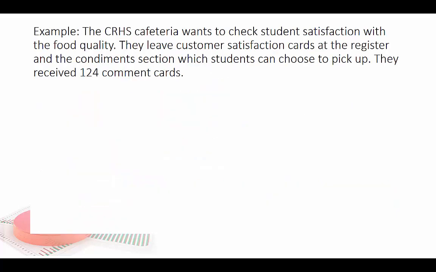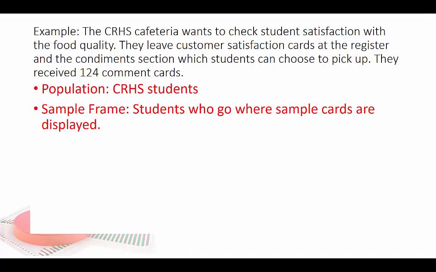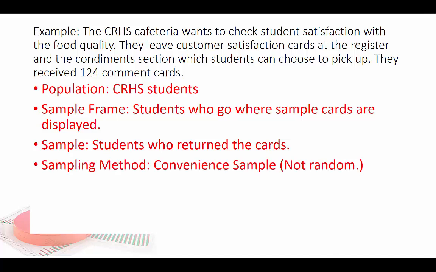The Cedar Ridge cafeteria wants to check student satisfaction with food quality. So they leave customer satisfaction cards at the register and the condiments section, which students can choose to pick up and turn in, and they receive 124 comment cards. Well, your population is Cedar Ridge students. The sample frame is students who go where the sample cards are displayed. So they would be kids who are actually buying food at the cafeteria. The sample is students who return the cards. The method is a convenience sample.